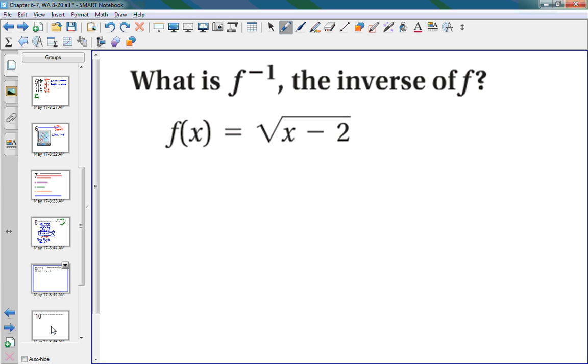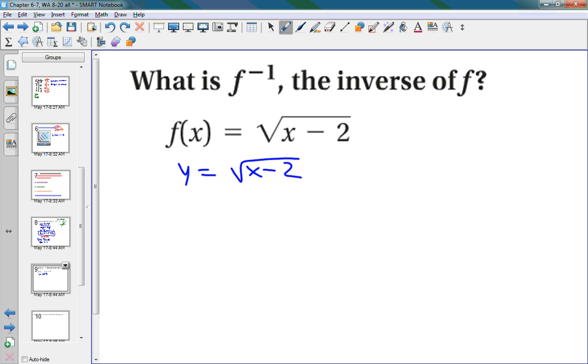What is f inverse, the inverse of f? It's telling you to find the inverse of f of x here. So how do I find the inverse? Step 1: replace f of x with what? So do I have f of x? Yep, y is equal to the square root of x minus 2.